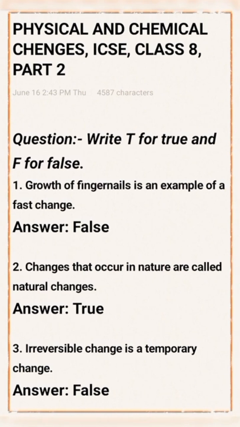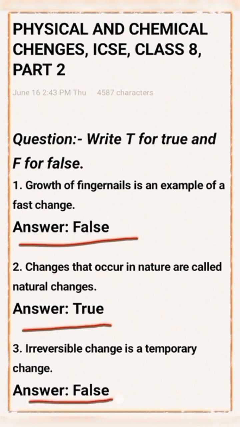At first discuss, write T for true and F for false. Growth of fingernails is an example of a fast change. That statement is false. Next, changes that occur in nature are called natural changes. This statement is true. Next, irreversible change is a temporary change. This statement is false.